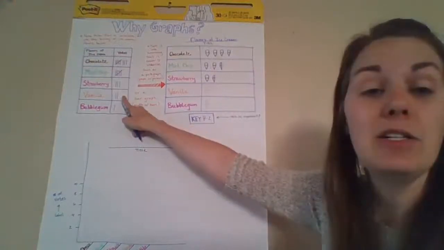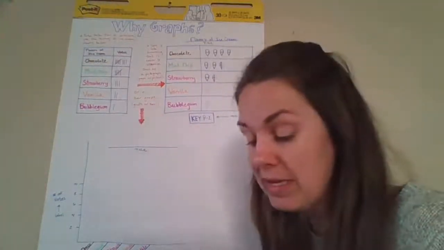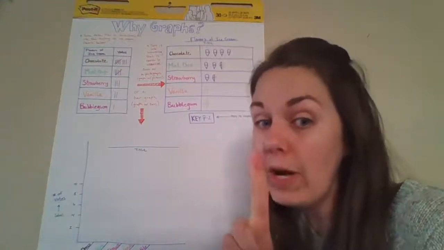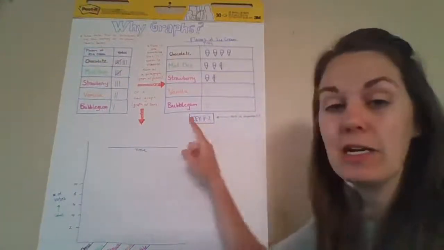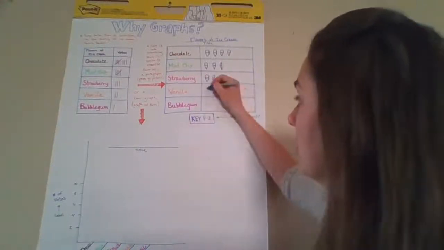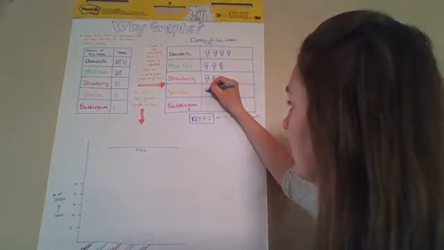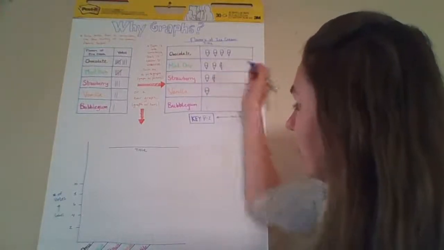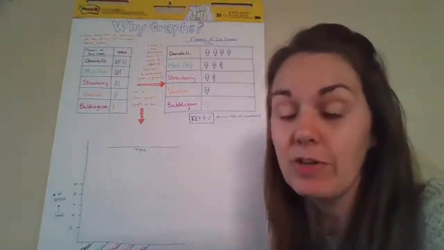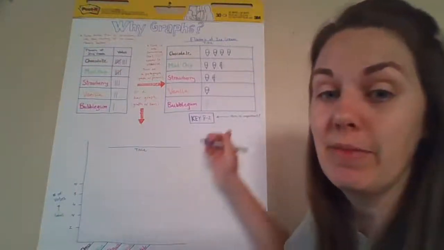Okay. Vanilla had 2 votes. So that means that I'm going to go ahead and draw in 1 ice cream because remember, each ice cream represents 2. And so if I only have 2, I'm going to draw the 1 ice cream cone. And then bubblegum has 1 vote, so I'm just going to draw a half an ice cream on bubblegum.